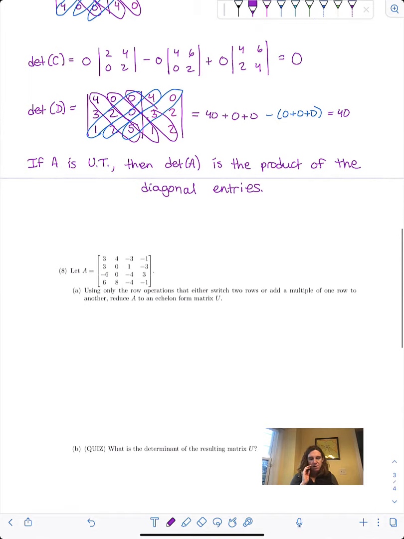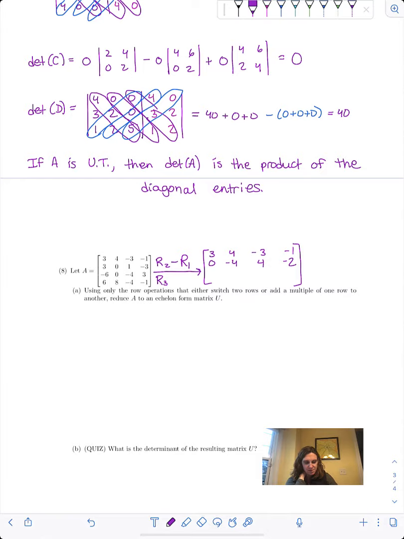Okay, so now we're asked to do some row reduction. And so let's go ahead and I'll try to do this relatively quickly. So it asks us to get it to reduced echelon form, but without doing a lot of scaling. So let's do row 2 minus row 1. And so we get a 3, 4, negative 3, negative 1. That stays the same. And then we get a 0, negative 4, 1 minus negative 3, negative 3 minus negative 1. And let's go ahead and combine some operations together to save time.